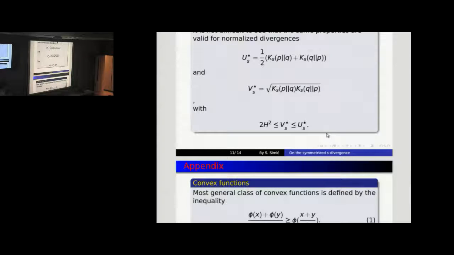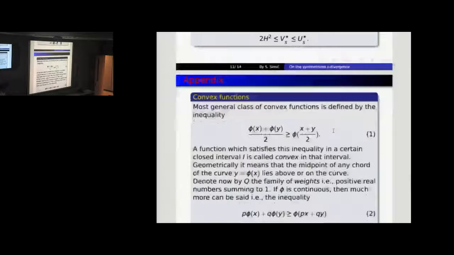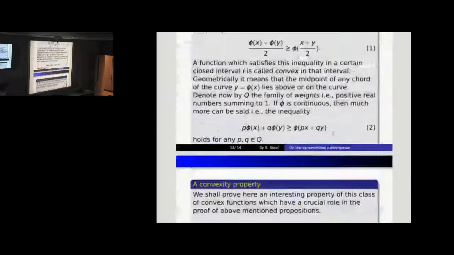Okay, that is for this. We have some appendix. This is also interesting for convex functions. You remember this is the definition of the convex function, and all those theorems, we make proofs based on this property.